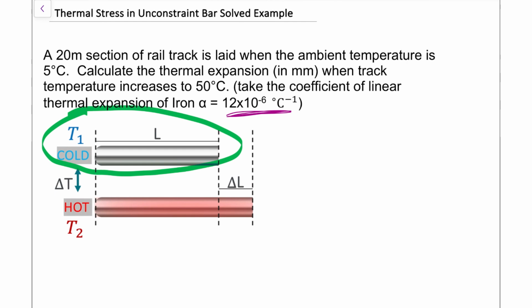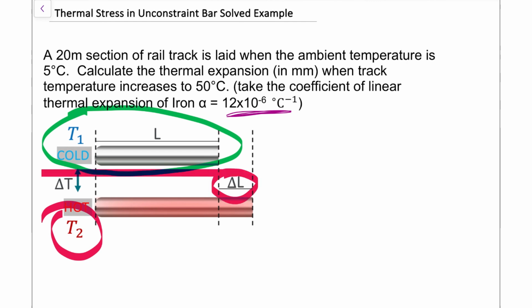Now, the temperature changed and then rose to 50 degrees Celsius. That's right there, T2. So that's a change in temperature, and that results in a change in length right there. Our objective is to figure out what that change in length is.